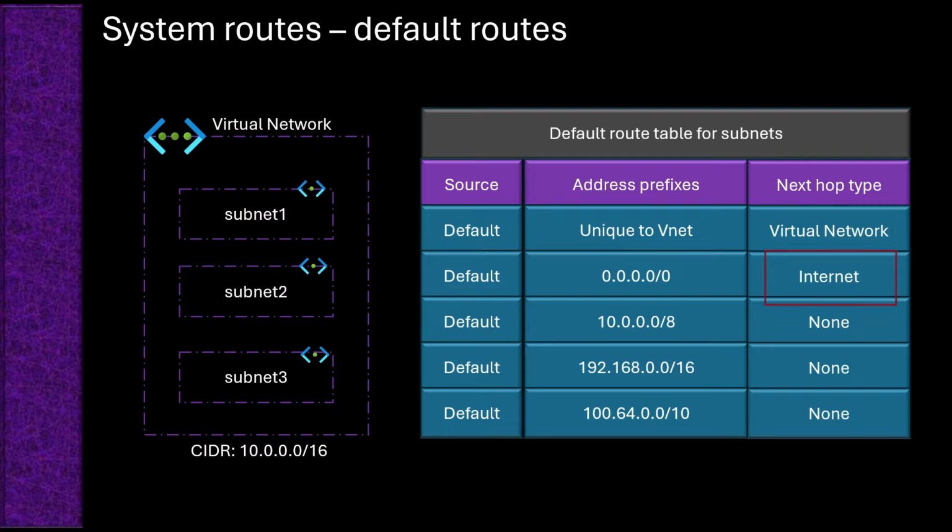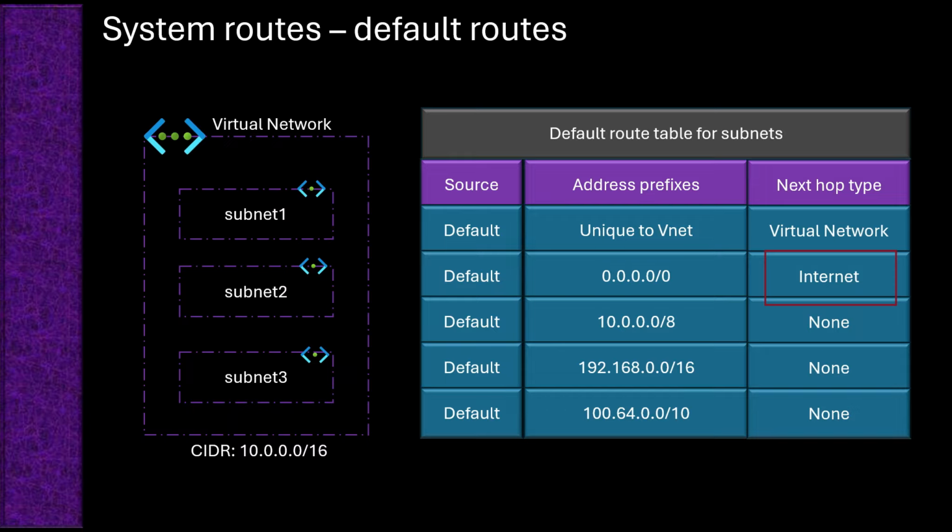Next hop type internet routes traffic to the internet for any destination outside the virtual network. Azure has a default route for external traffic using the address prefix 0.0.0.0/0, which essentially means everything else. Any address not matching your virtual network internal address space is routed to the internet.